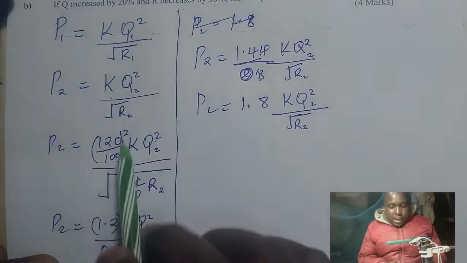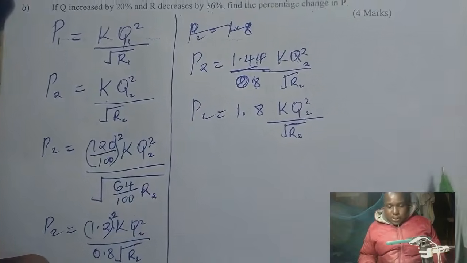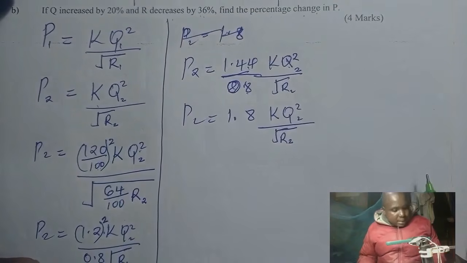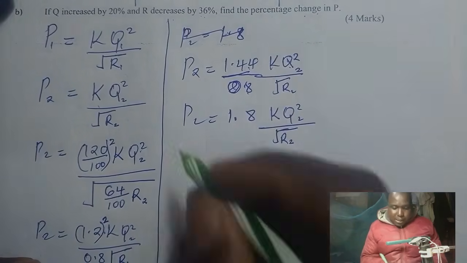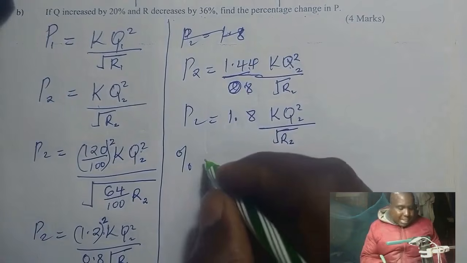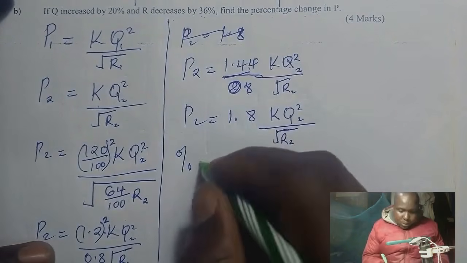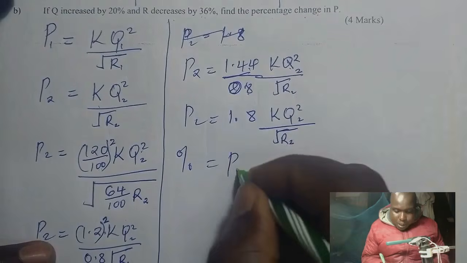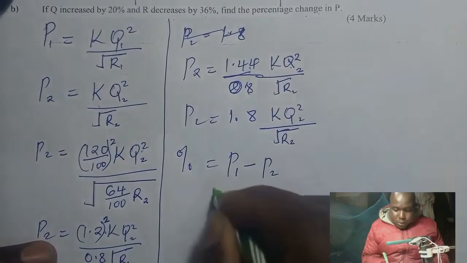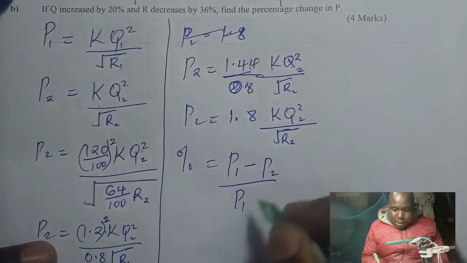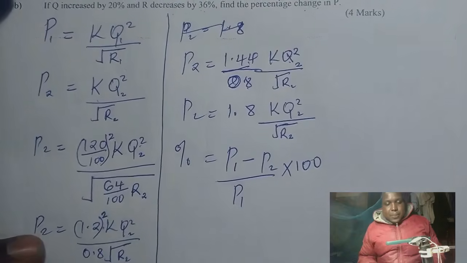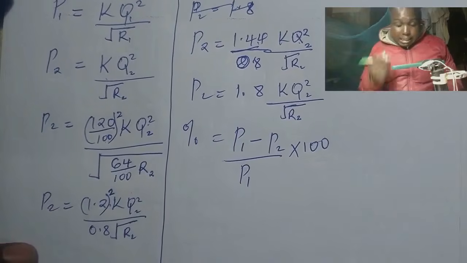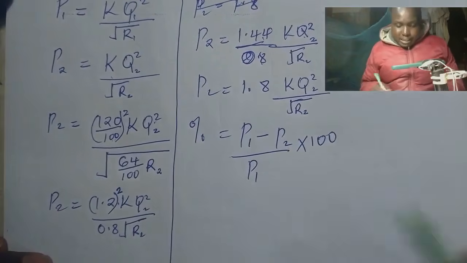Remember, it was squared, you must remember to square. Please don't forget that. Now what we have is P2, but how do you get a percentage? So percentage increase or decrease is equal to P1, the original, minus P2, divided by P1, times 100. That one gives us the percentage increase or decrease.